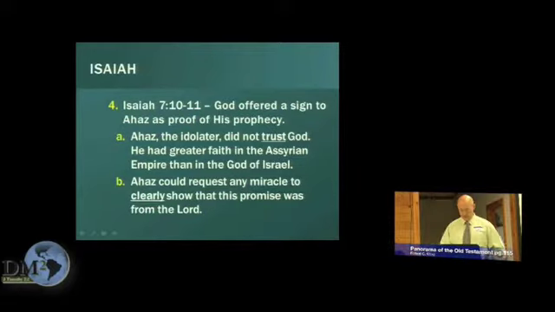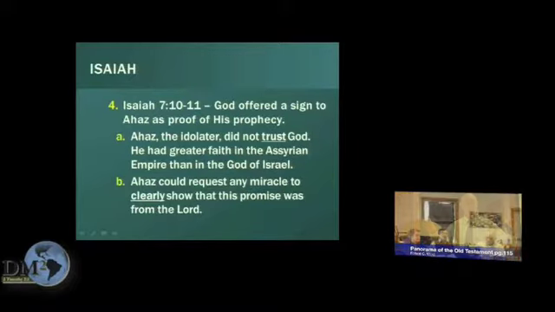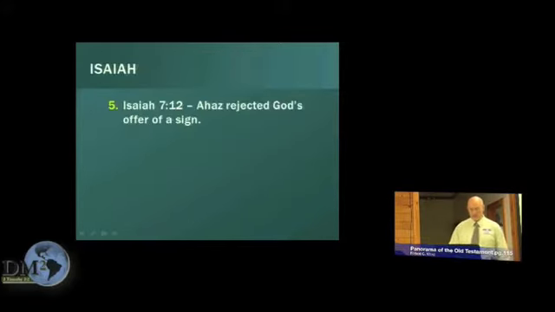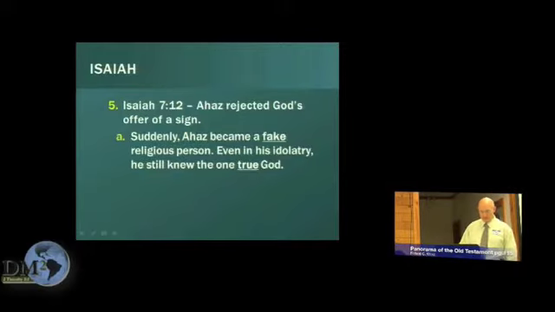It's those that have been run out by the Assyrians with the force that's coming in right now. They've run for the hills because of the Syrian, and now they'll come back. Okay, so you got the near-far principle here in this passage. Isaiah 7:12. Ahaz rejects God's offer of a sign. We saw that. He says, I'm not going to ask. Suddenly Ahaz became a fake religious person. Even in his idolatry, he still knew the one true God.